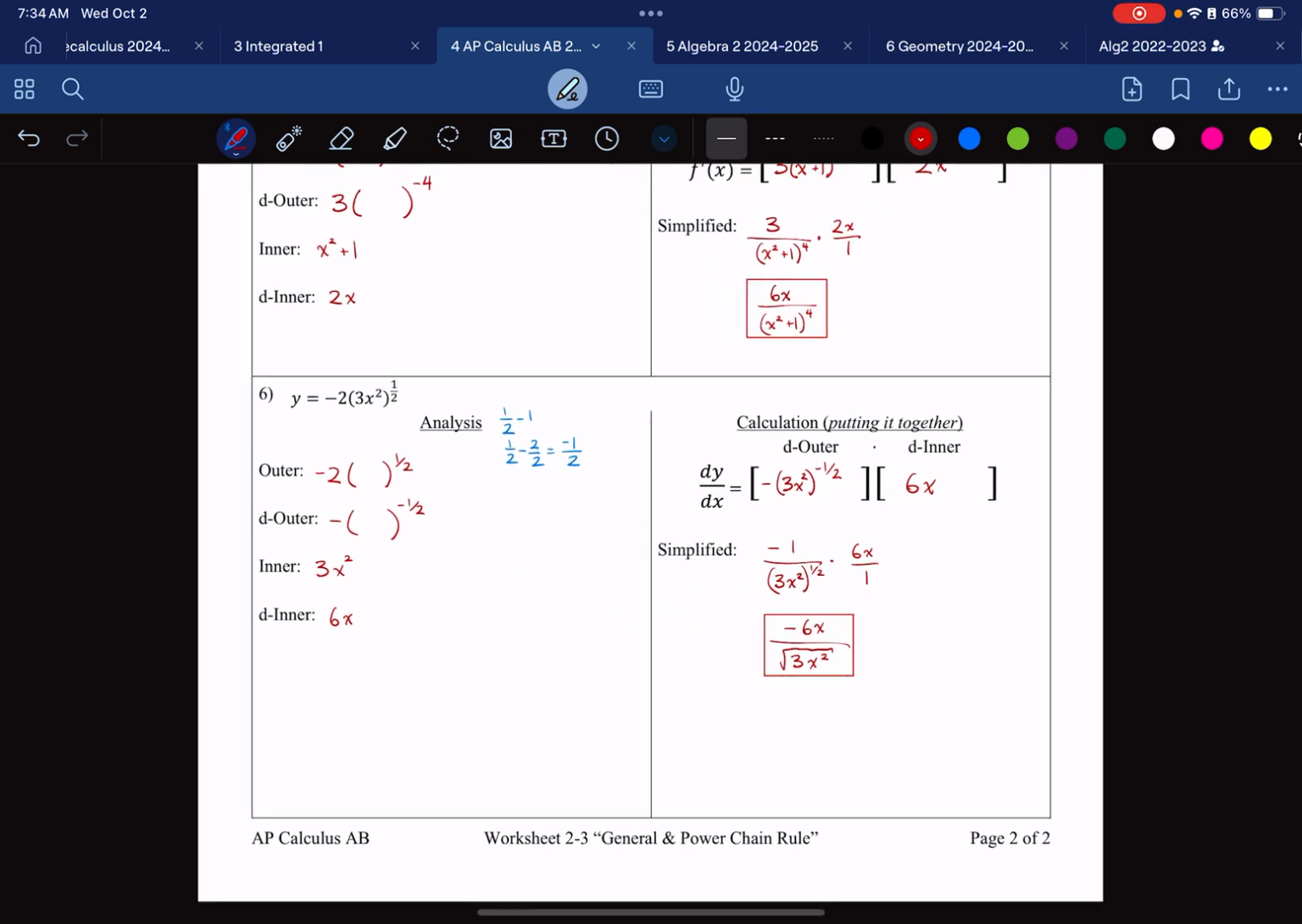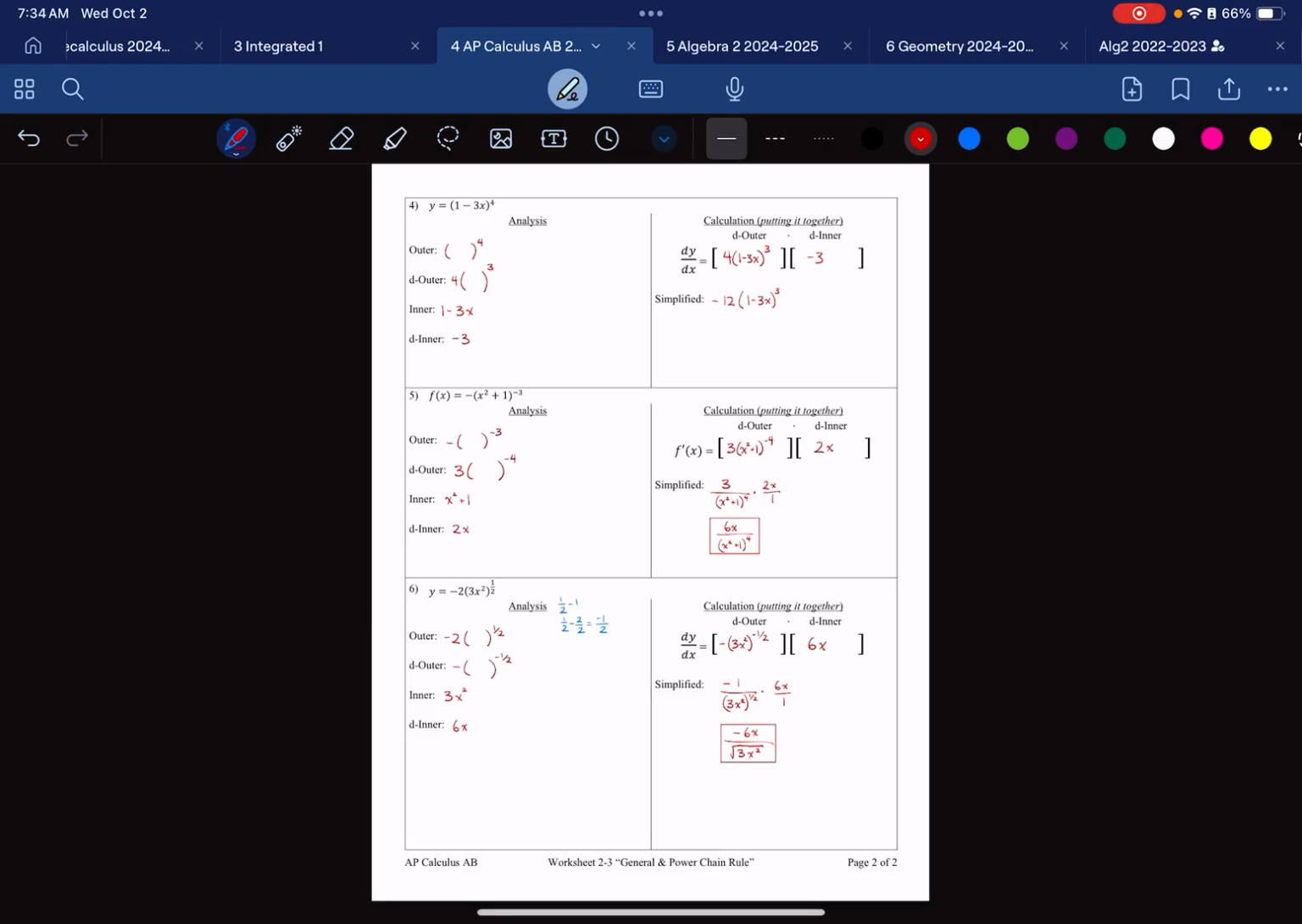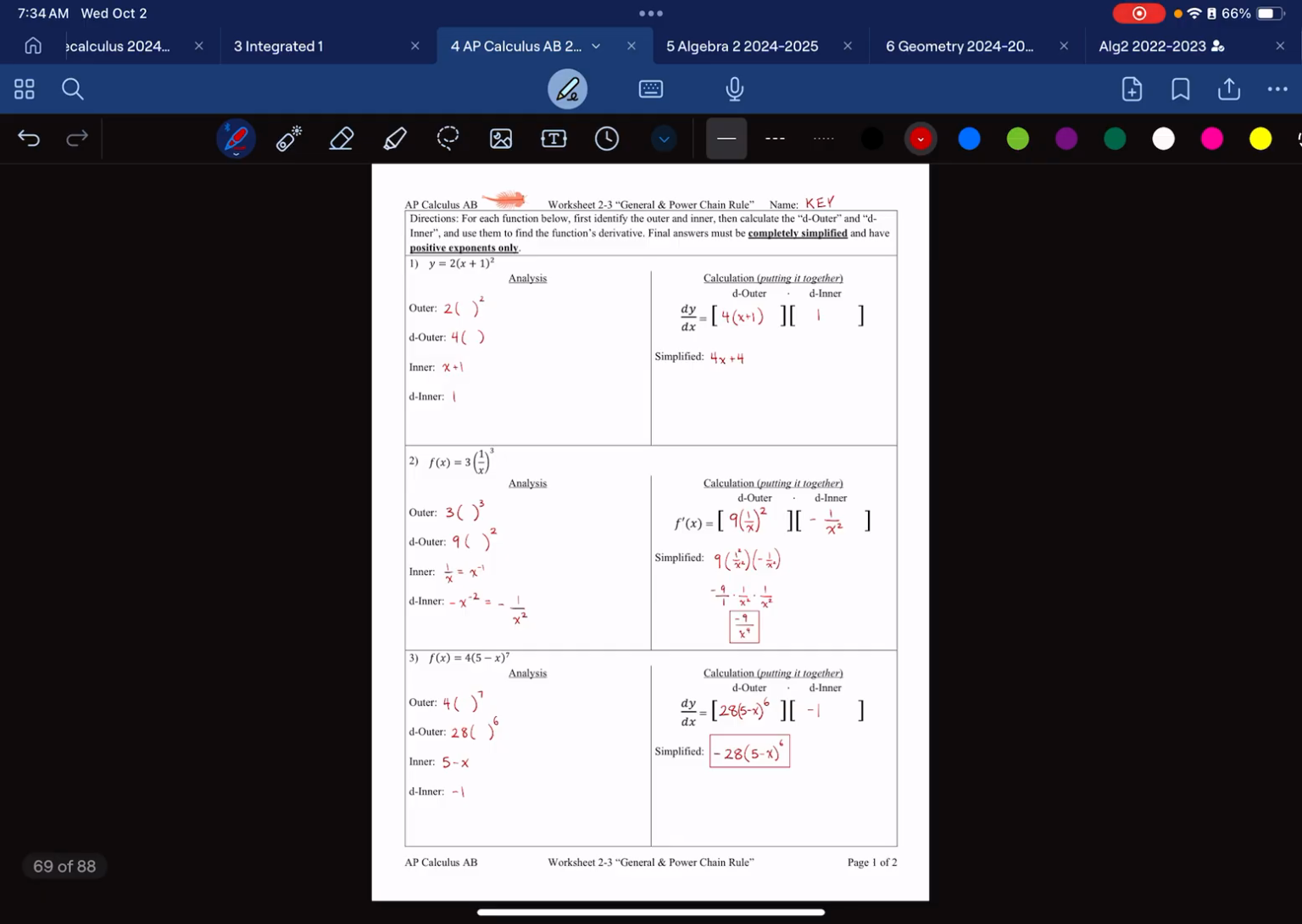There it is. Excellent. Well, that concludes AP Calculus AB's Worksheet 2-3 for General and Power Chain Rule. There's the back side. There's the front side. Thanks for watching.